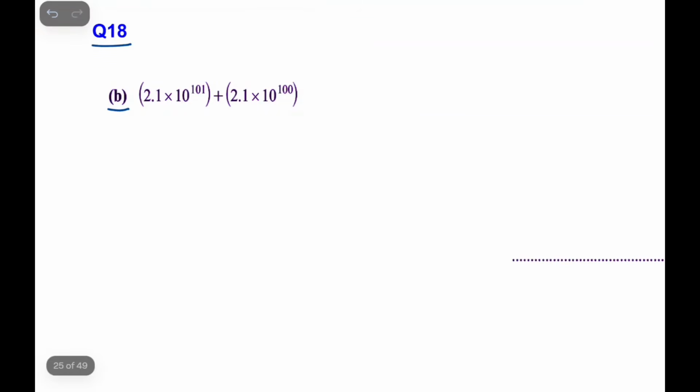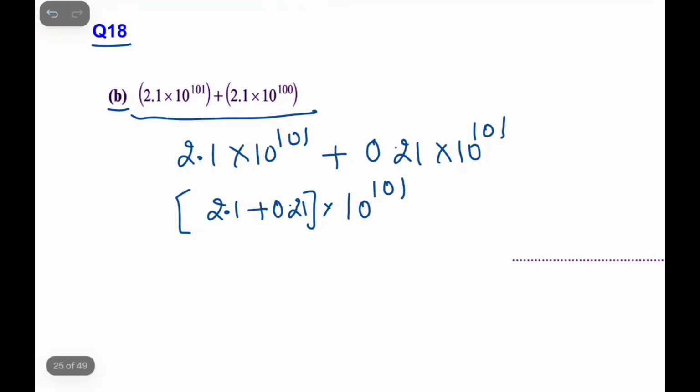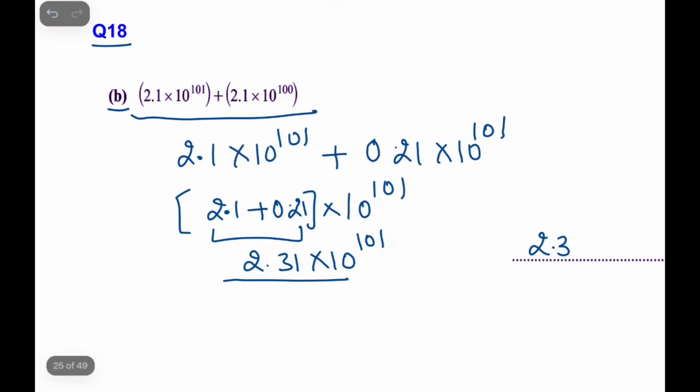Question number 18b part. Now we have to add them. We can write 2.1 times 10 raised to power 101 plus 0.21 times 10 raised to power 101. So we can take 10 raised to power 101 common. We are left with 2.1 plus 0.21. So this will be 2.31 into 10 raised to power 101. This is already in standard form, so this will be our final answer.